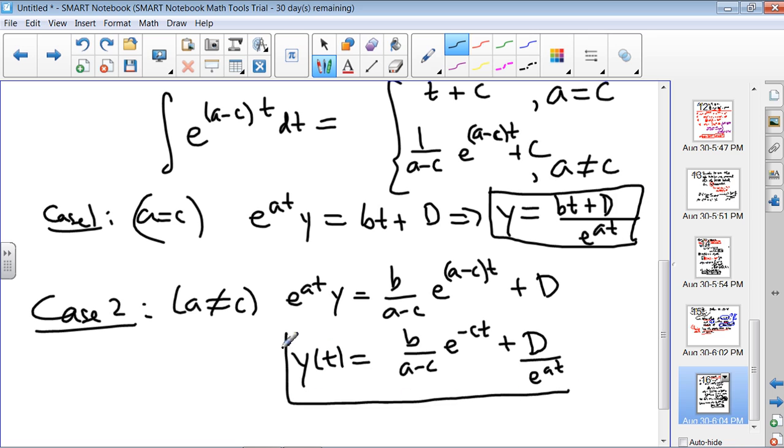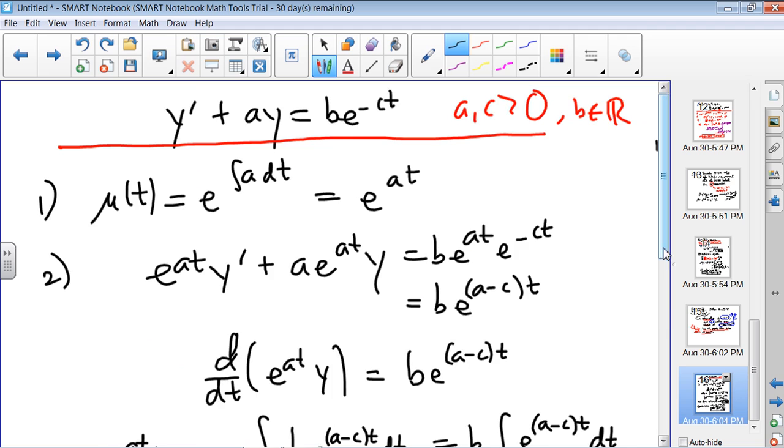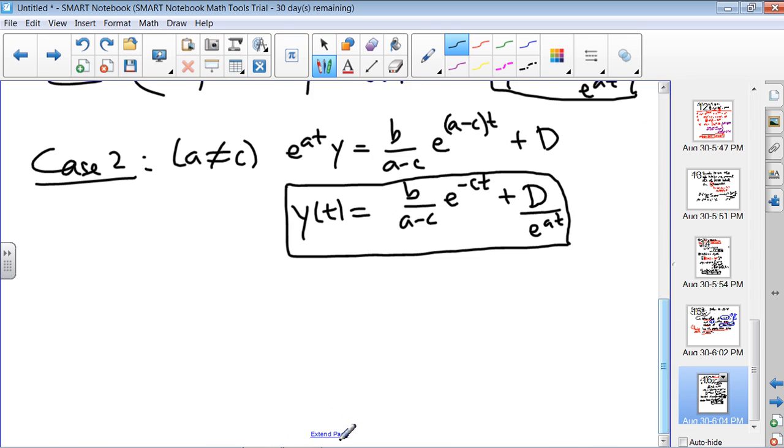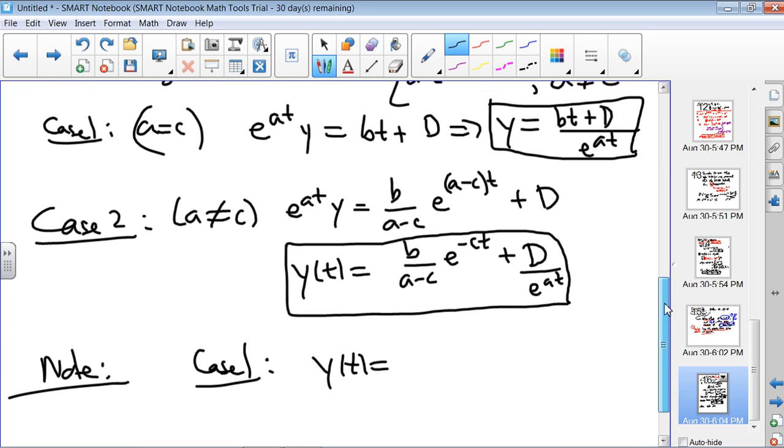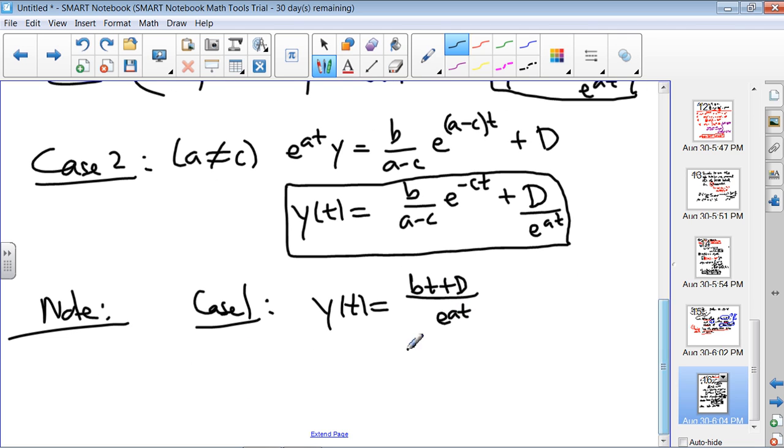Right. So at this point you might be saying, okay, I'm done. But unfortunately, that's not exactly what the problem asked, right? So it wanted us to show that every solution has this property. So now that we've found all the solutions, let's show that. Okay? So if you're in case 1, the solution we get, this guy up here, we want to make sure that as t goes to infinity, y goes to 0. So let's find that. That's a limit.